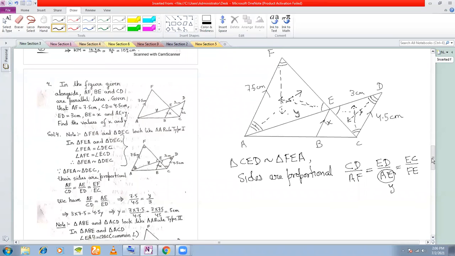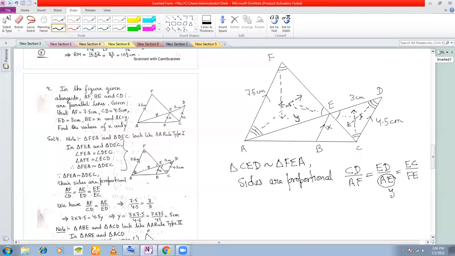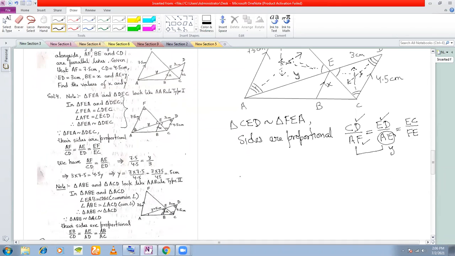Now let's see what is given to us. AF is given to us, so we know this AF. CD is given to us, so we know this. ED is also given to us, so we know this. That means considering the first two equalities, we can get the value of Y. So we have CD by AF is equal to ED by AE.